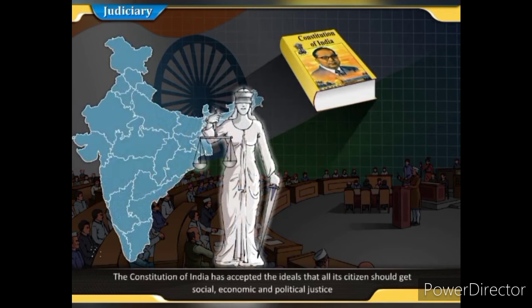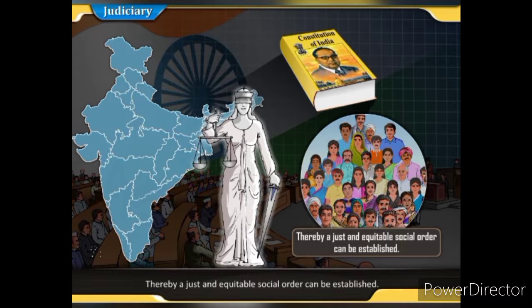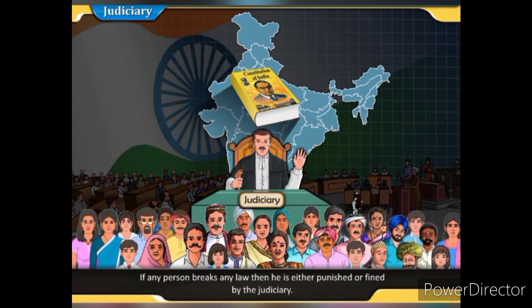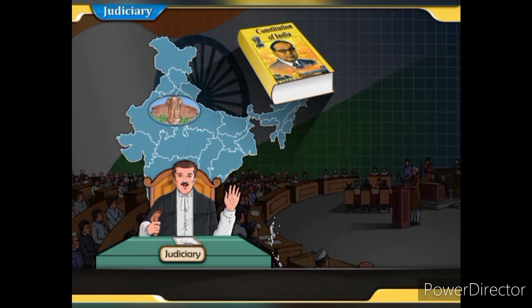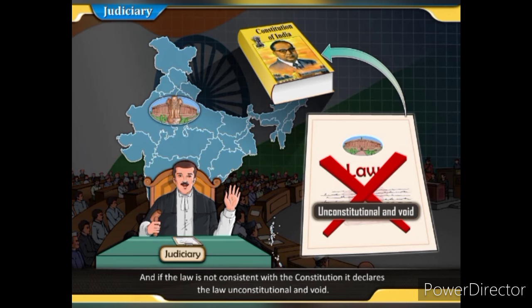Judiciary. The Constitution of India has accepted the ideal that all its citizens should get social, economic and political justice. Thereby, a just and equitable social order can be established. If any person breaks any law, then he is either punished or fined by the judiciary. The judiciary checks whether the laws are in accordance with the constitutional provisions. And if the law is not consistent with the Constitution, it declares the law unconstitutional and void.